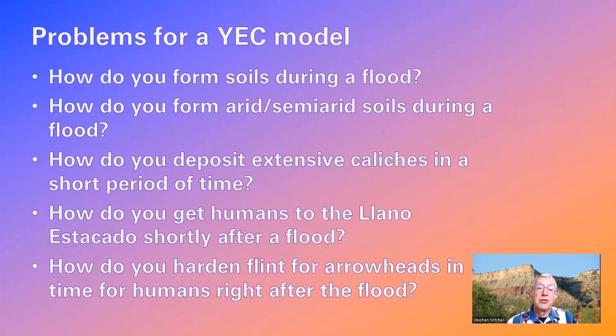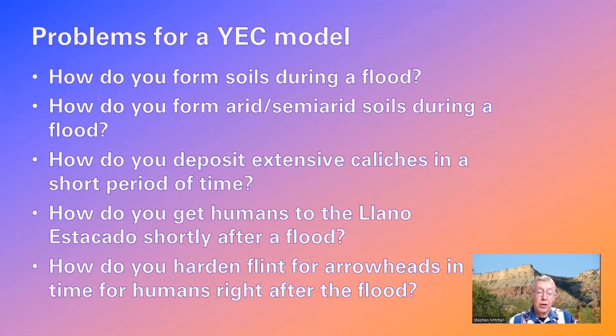How do you get humans to the Llano Estacado right after the flood? And if you do get them there, how do you harden flint for arrowheads in time for the humans that got there right after the flood? What did Abraham have to use to cut with and to make weapons out of? What about his parents, his grandparents, his great-grandparents? These are the type of issues that we see over and over in flood geology.